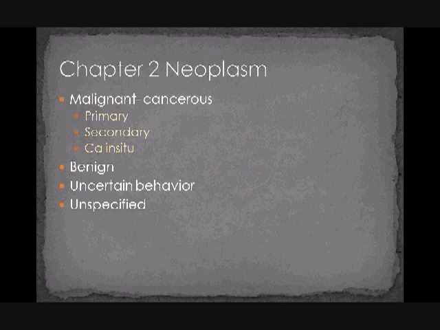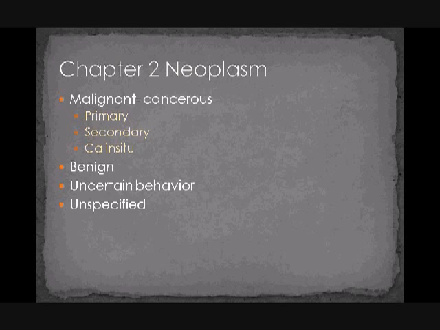Now, chapter 2 is probably one of my favorite sections because it's a very simple item. You have cancer and then you have not cancer. Simple as that. Well, actually, it's not that simple, but as far as looking for your code, it's a pretty simple process. There are 3 possible choices for a malignant or cancerous process: primary, secondary, carcinoma in situ.